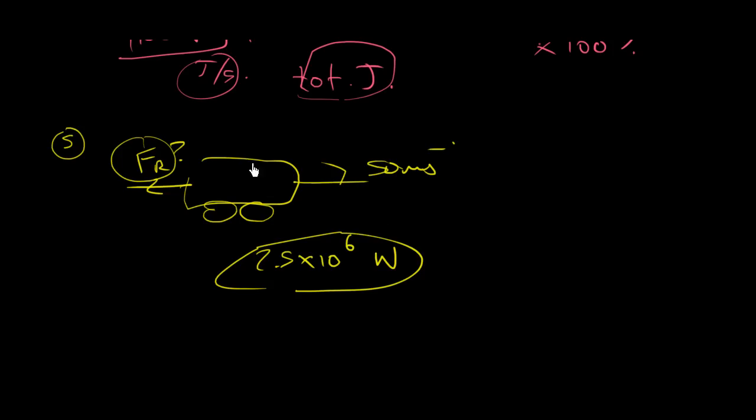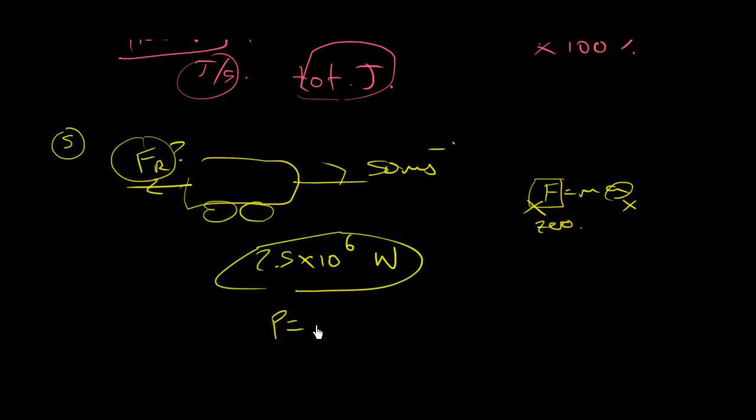If it's going at a constant speed, we know from F equals ma that the resultant has to be 0, because there's no acceleration. Constant speed means no acceleration, so no resultant, so the two forces must be equal. In other words, if we find out the driving force, we know that the resistance force is the same. Okay, so let's find out the driving force.